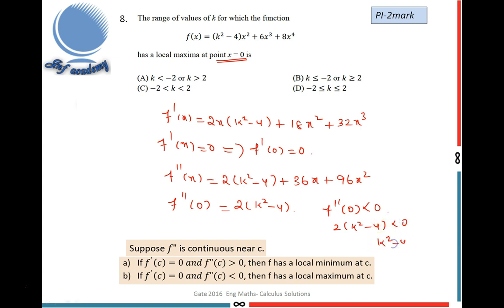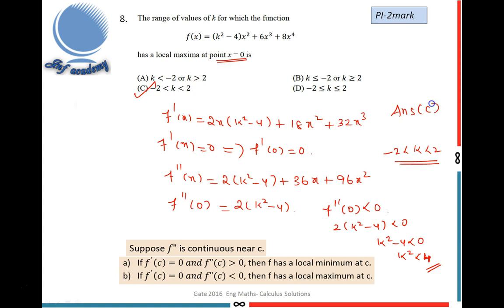So k square minus 4 is less than 0. K square is less than 4. This is the concept. K square less than 4 means k values lie between minus 2 and plus 2. Then only is k square less than 4. Otherwise I get a bigger value. So k values lying between minus 2 and 2 is the correct answer. The range of k is minus 2 less than k less than 2. So the answer is option C.